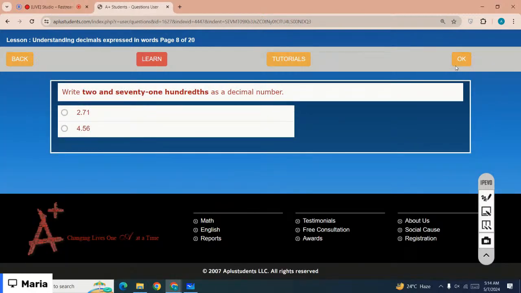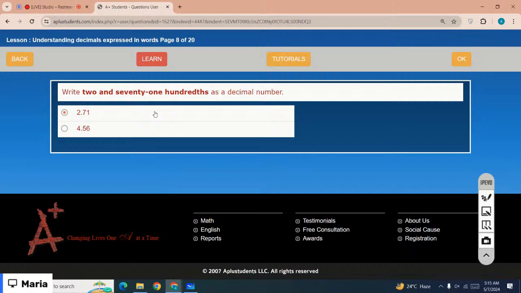Write 2 and 71 hundredths as a decimal number. Which is the correct option? That is 2.71. Option number 1 is the correct option.